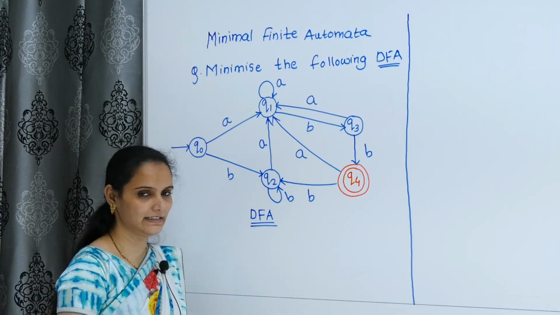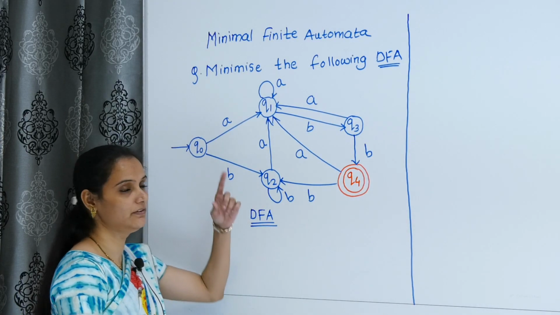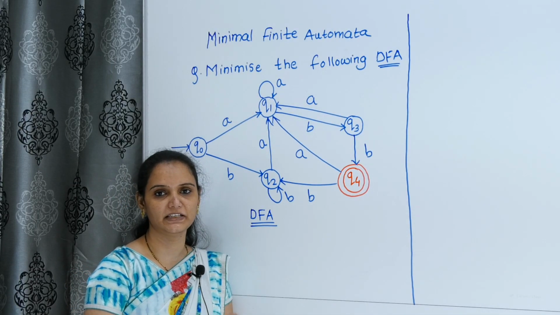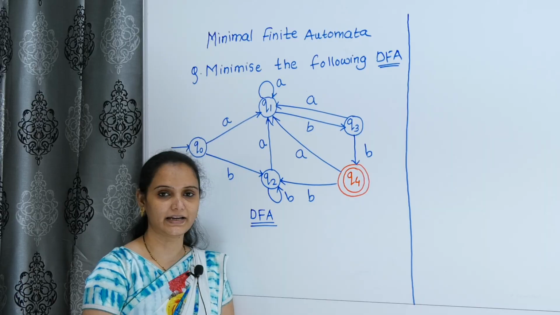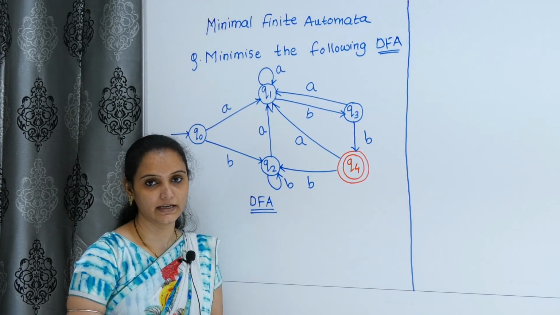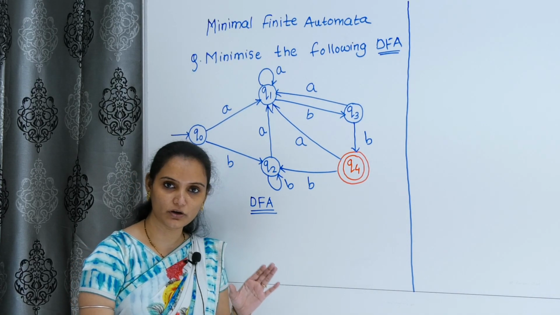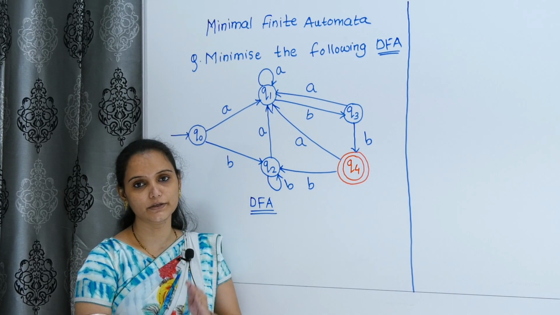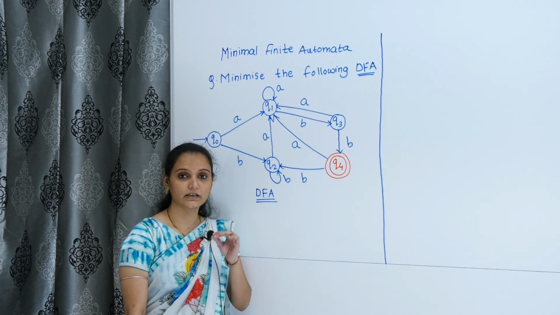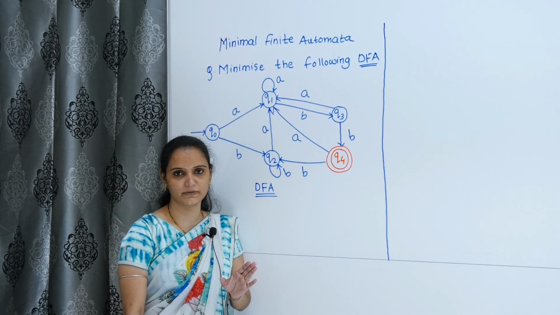In the previous lecture we have seen Kleene's theorem. After Kleene's theorem, in our syllabus, the next point is minimal finite automata. First we will see what the meaning of minimal finite automata is. A finite automaton can consist of a number of states, and minimal finite automata means you are going to reduce the number of states. But the reduced finite automaton should not change the meaning.